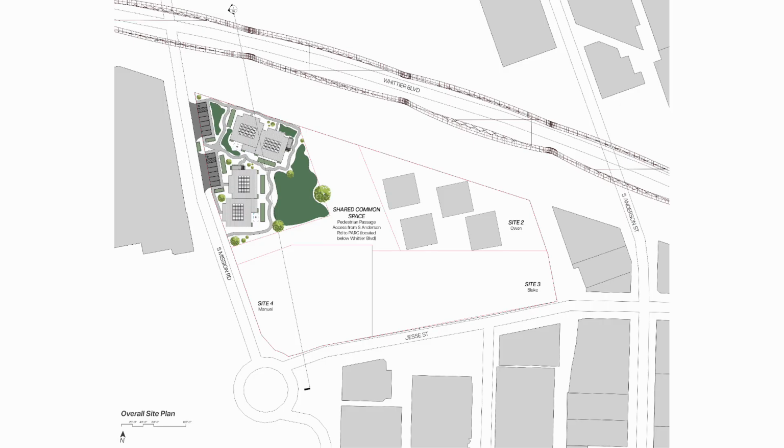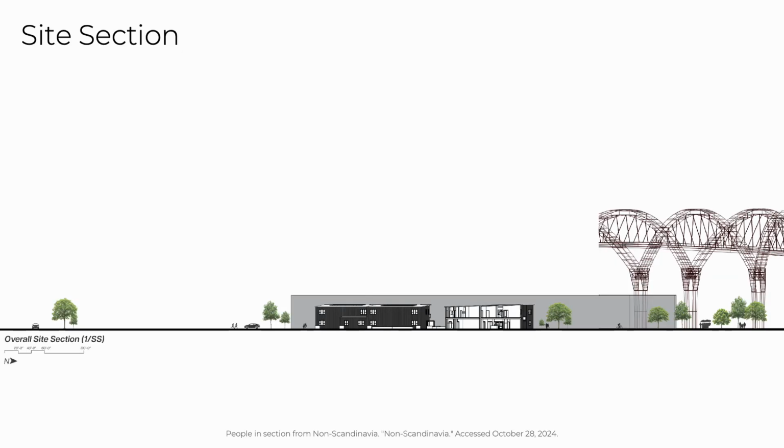The site was divided into 5 different spaces, one being a shared common space that acts as a passageway for pedestrians to connect to the site, and industrial neighborhood to the park, located just below the Whittier Boulevard Bridge. This section helps show the relation of the existing warehouse industrial building located planned west of the site and also to the Whittier Bridge.